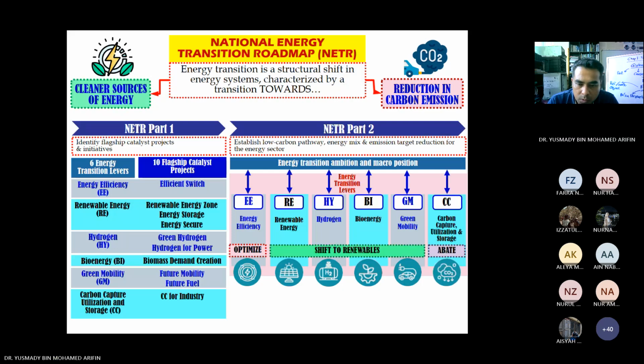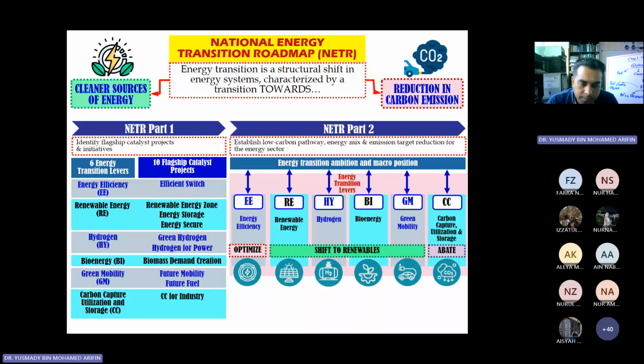Okay. So now in terms of specific for EE, we need to optimize the energy consumption. For renewable energy, hydrogen, bioenergy, and also green mobility, all the components need to shift to renewable. And the last one, we need to reduce the CO2 released to the surroundings by using the capture or utilization of the CO2 storage system.